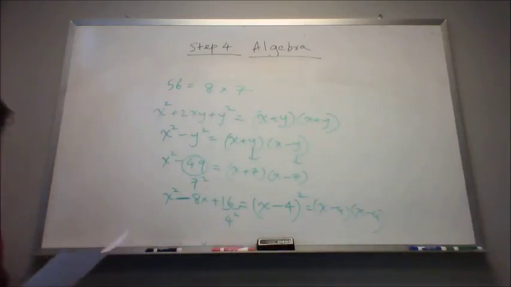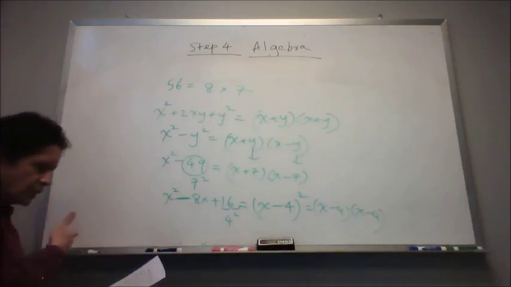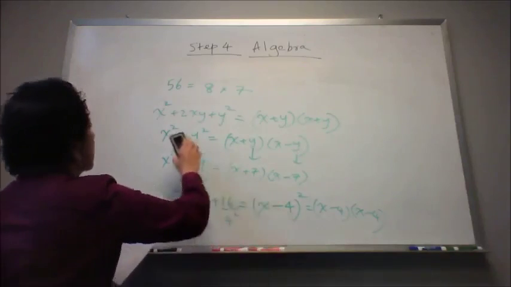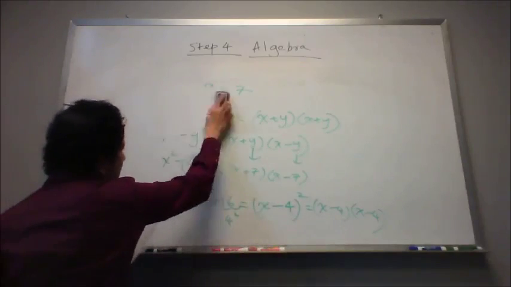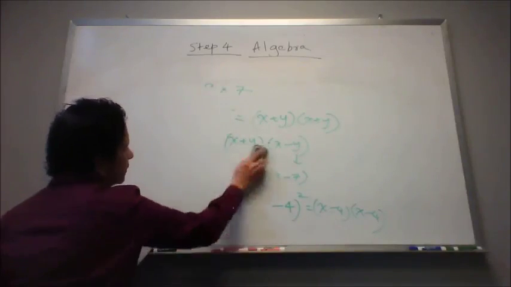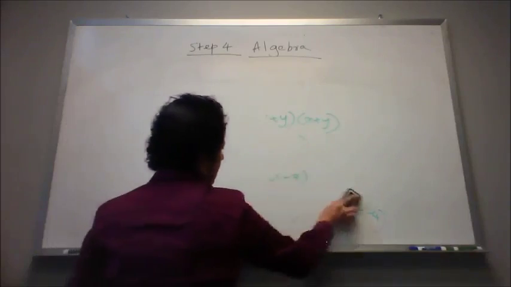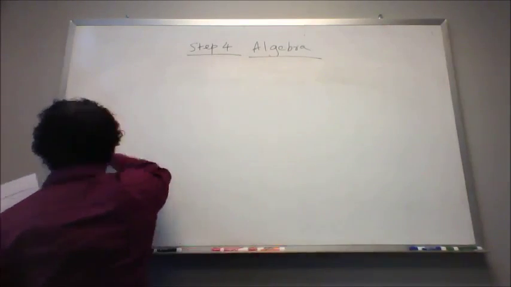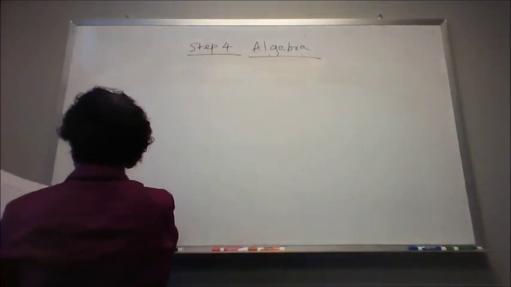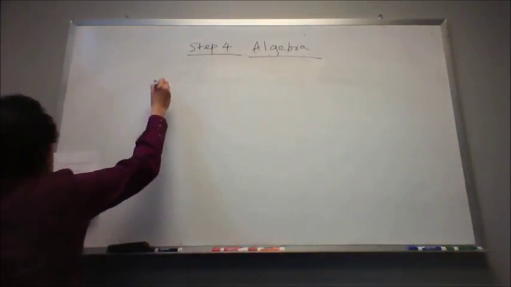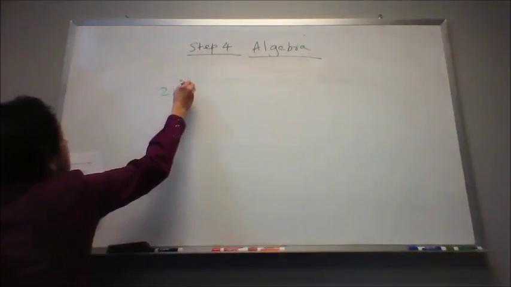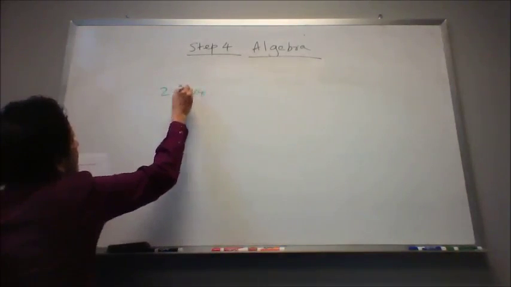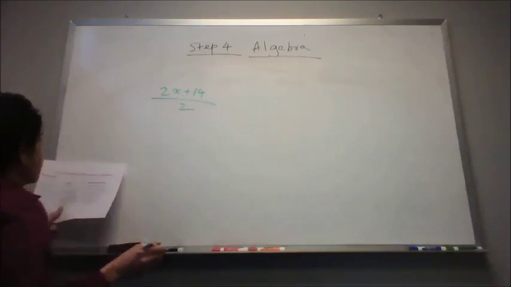So this is how you do the factoring, and after you understand the factoring, you will be able to simplify rational expressions. When we have a rational expression, that means we have something in the numerator, something in the denominator. For example, the first one I've got 2x plus 14, okay, and then divided by 2, okay.